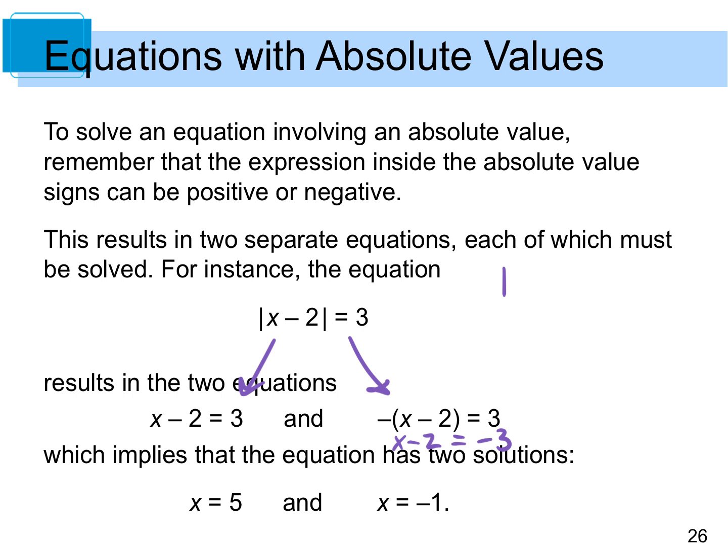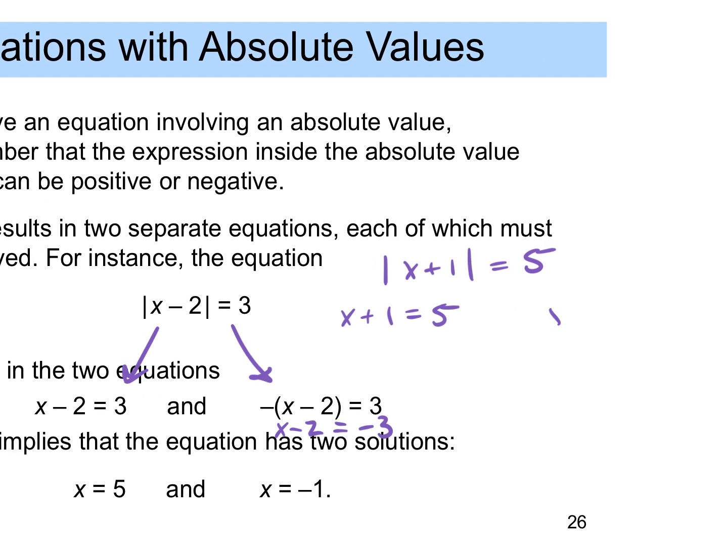So if you had the absolute value of x plus 1 is equal to 5, when I split it, I keep the first one exactly the same. The second one, I would say x plus 1 is equal to negative 5.